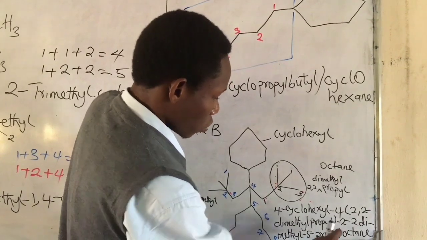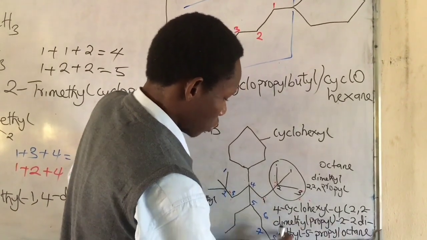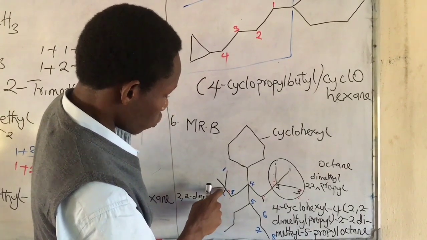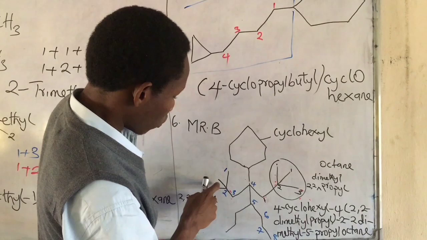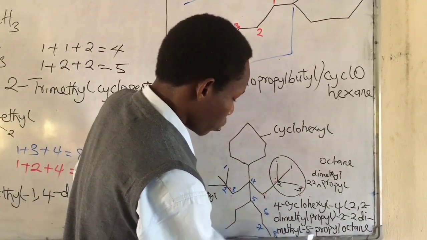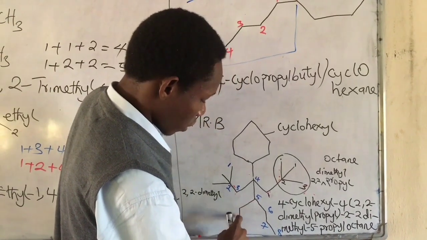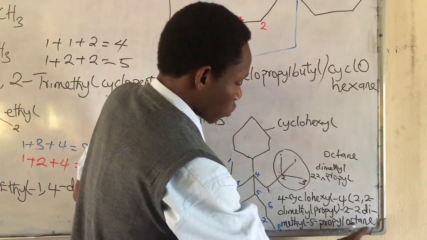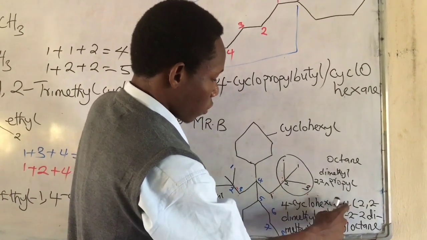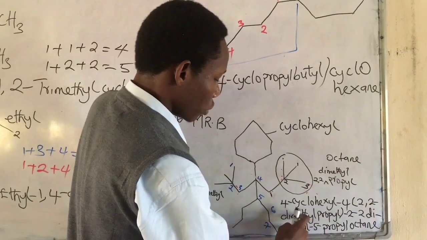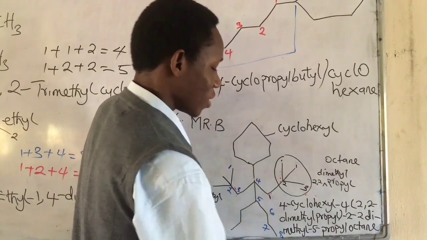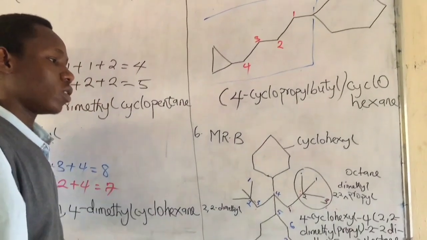Apart from that, we also have 2,2-dimethyl. That is here. On carbon 2, we have another 2 methyl groups, 2,2-dimethyl. And then finally, we have 5-propyl. On carbon 5, we have another propyl. The longest chain is octane. Therefore, the name will be 4-cyclohexyl, 4-(2,2-dimethylpropyl), 2,2-dimethyl, 5-propyl octane. It's a very long name.